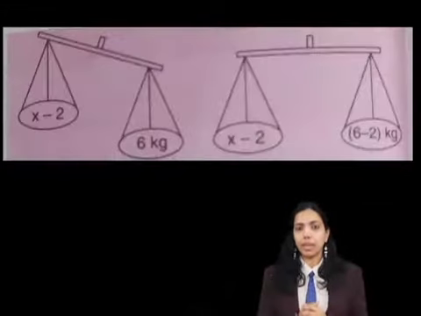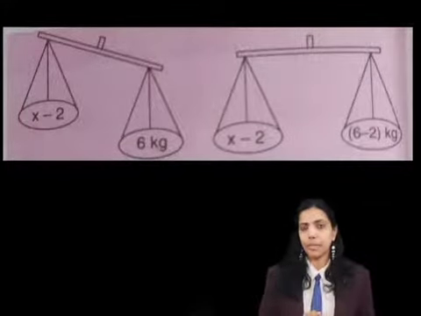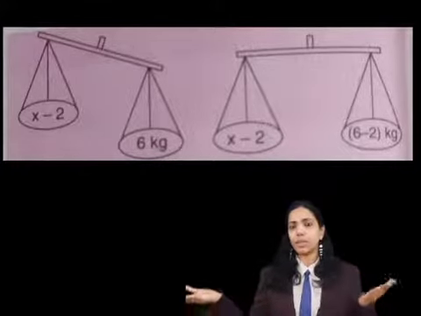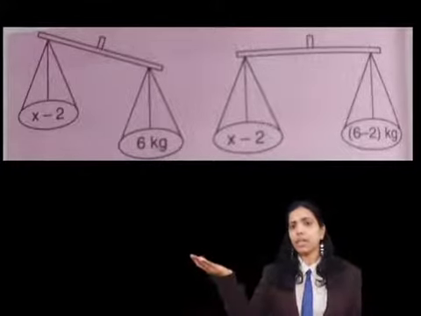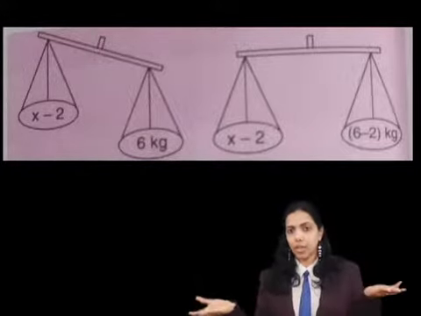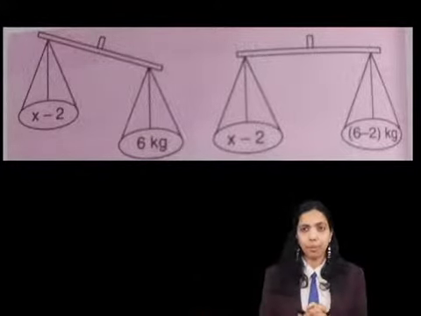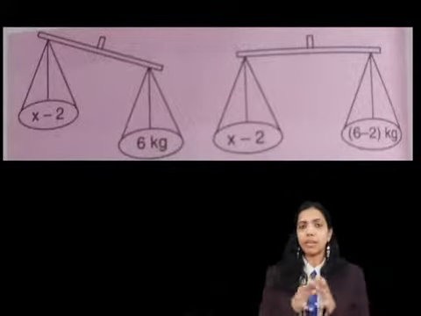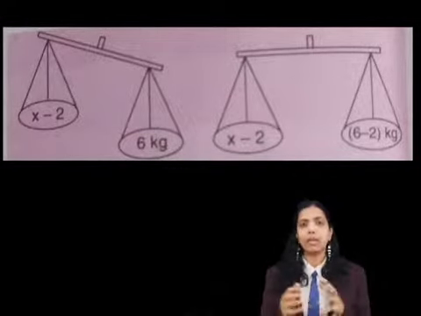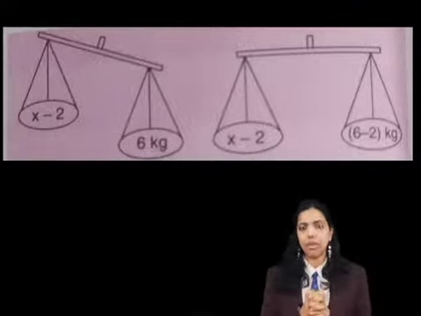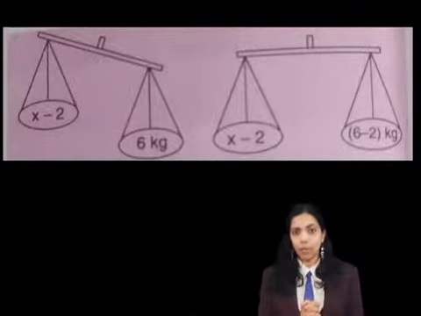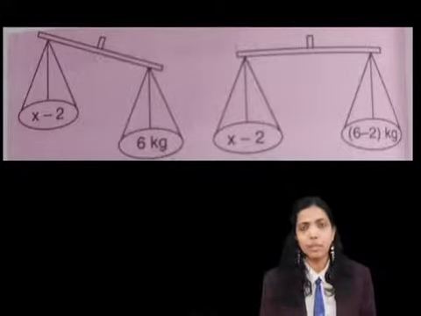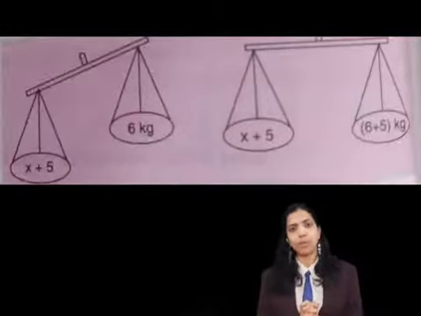If we take away 2 kilogram of apples from the left pan, the balance would dip to the right. It will return to the horizontal position if you remove the same number of kilograms, that is 2 kilogram of weight, from the right hand pan also. Then we have x minus 2 equals 6 minus 2. That is x minus 2 equals, what is 6 minus 2? Of course it is 4.